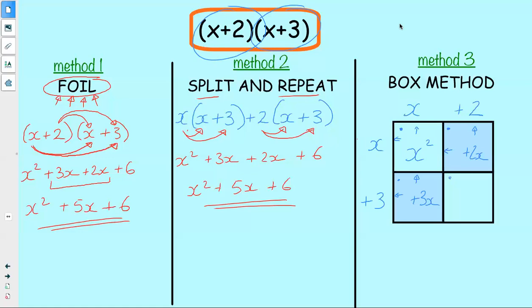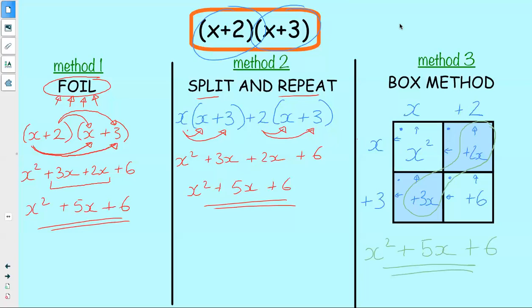And in this box here, what are you multiplying? Look up to the top, you're multiplying 2. Look over to the side, multiplying 2 by 3, which gives you a positive 6. Now, you can see that I've highlighted and shaded these two boxes because they will always simplify. So we've got a positive 3x and a positive 2x, and they will add together. So my final answer is going to be my x squared, add my 5x, add my 6, and again that is the same as the previous two methods.